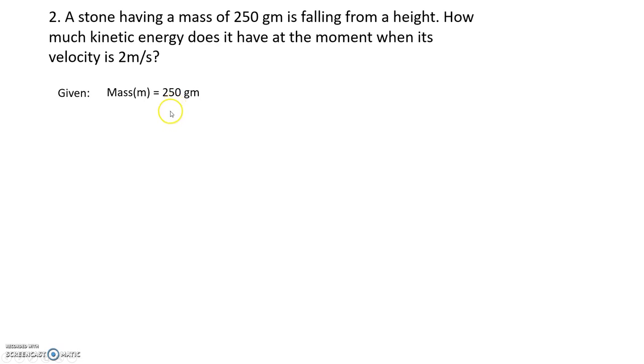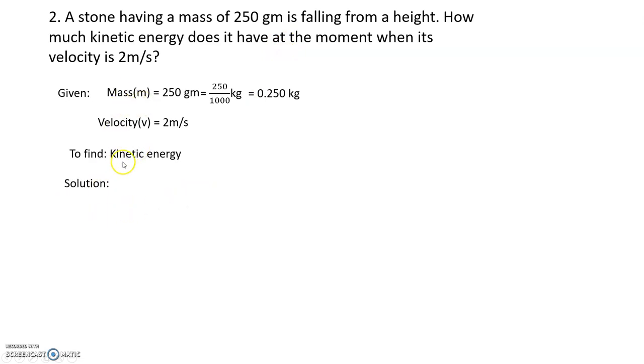How do we convert 250 grams to kilograms? Yes, you know 1000 grams is equal to 1 kg. So 250 divided by 1000 will give us kg. So now again, 1 and 3 zeros. Count the digits to the left in the numerator and our division becomes easier. So it is 0.250 kg, 3 digits to the left. Now velocity is 2 meters per second. How much kinetic energy? That means to find kinetic energy.